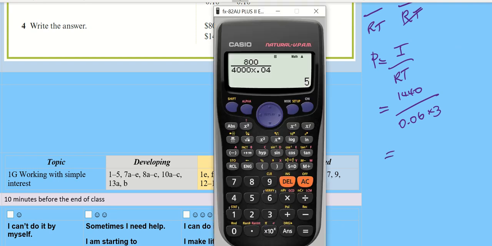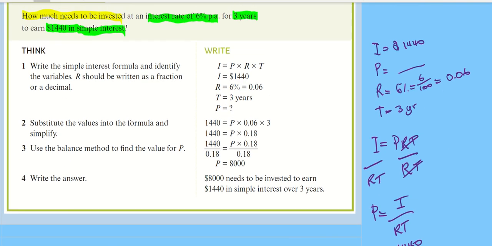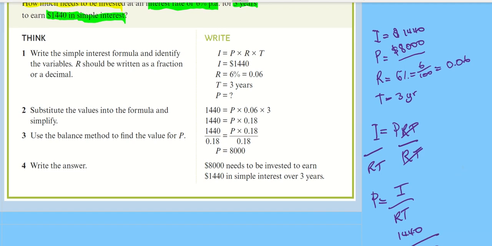So we'll grab our calculator and work into that. So we've got 1,440 over 0.06 multiplied by 3, and this will give us $8,000. So what do we need to know? We need to say that $8,000 needs to be invested. So this is where we write our $8,000. Needs to be invested for 3 years at 6% per annum to earn $1,440.